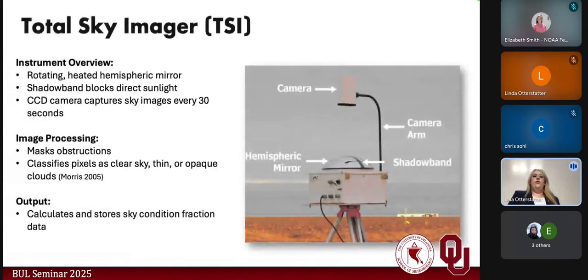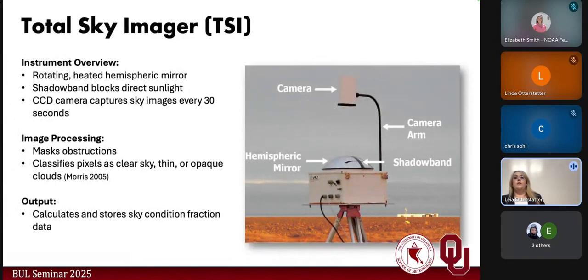So getting into the total sky imager first, quick overview. It is a rotating heated hemispheric mirror. That is the image of it, and it's annotated with each piece. And the shadow band blocks direct sunlight. So the charge coupled device, also known as the CCD camera, captures sky images every 30 seconds.